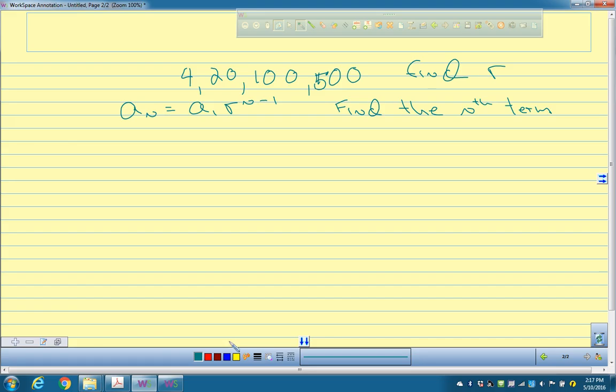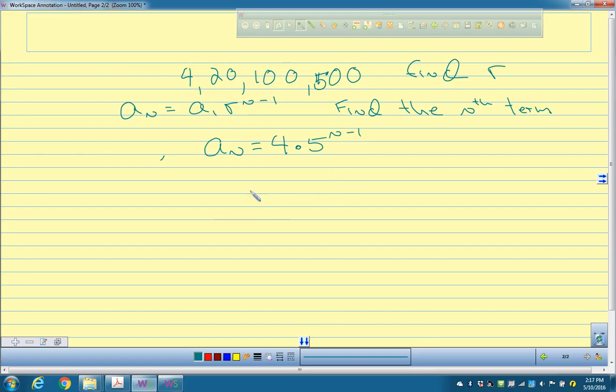Okay, here's a tricky one. Here's another sequence. This formula, A sub n is equal to A sub 1, which is 4, times 5, which is r, raised to the n minus 1. That's the formula. So if I wanted the 20th term, I would plug in 20, and so on and so forth.